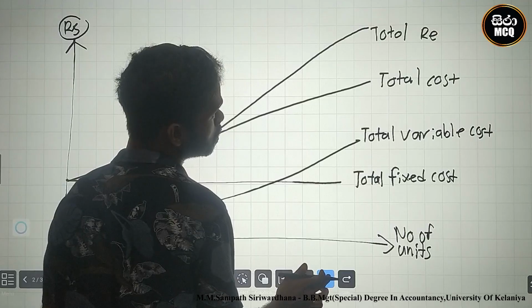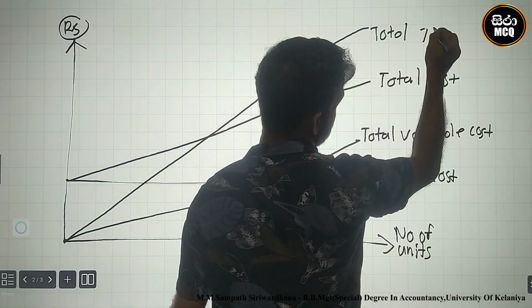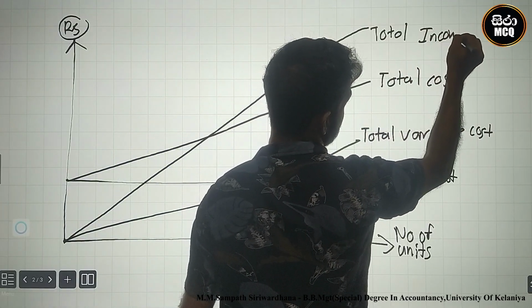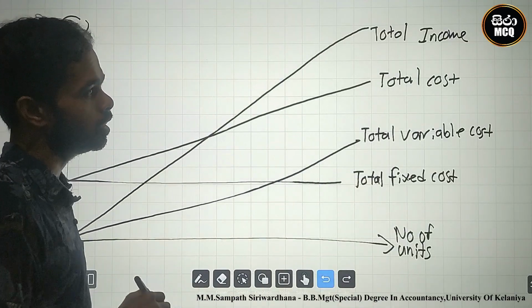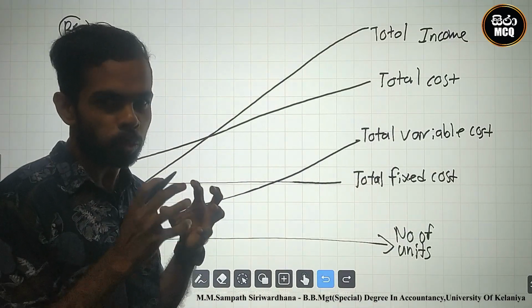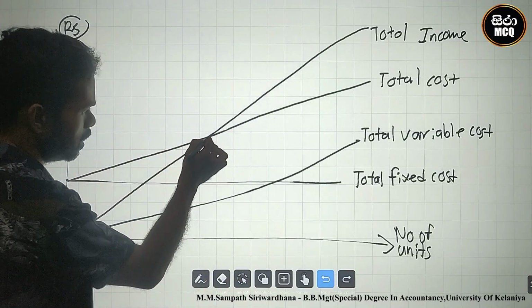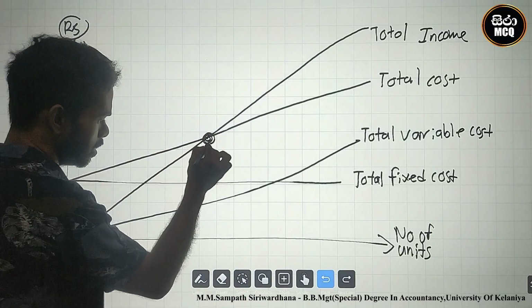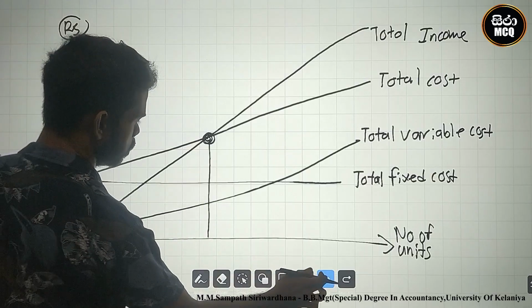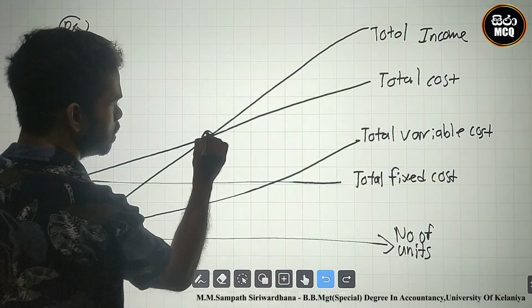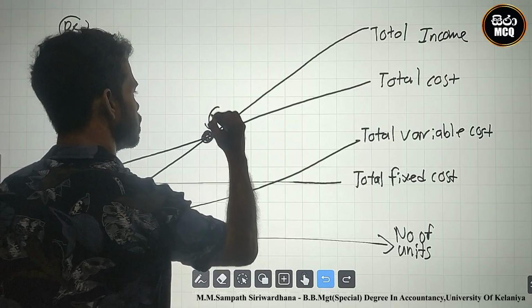Total income, you use income. What is the break-even point? The equal point of total income and total cost. Equal point is there. This is the break-even point.